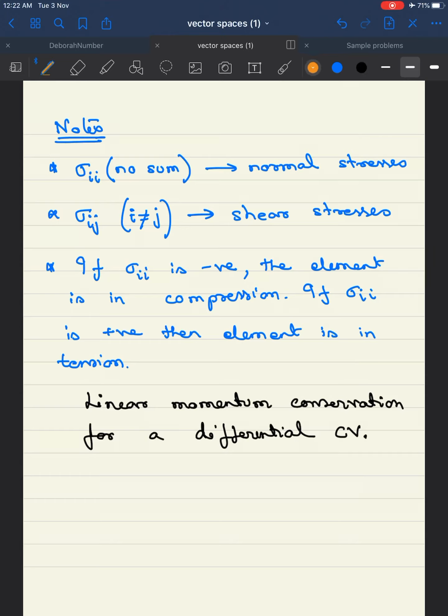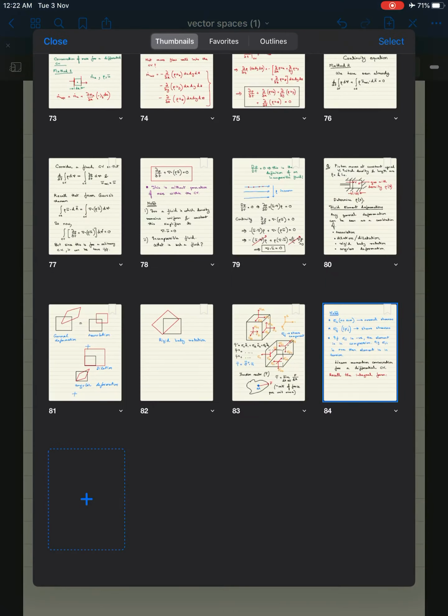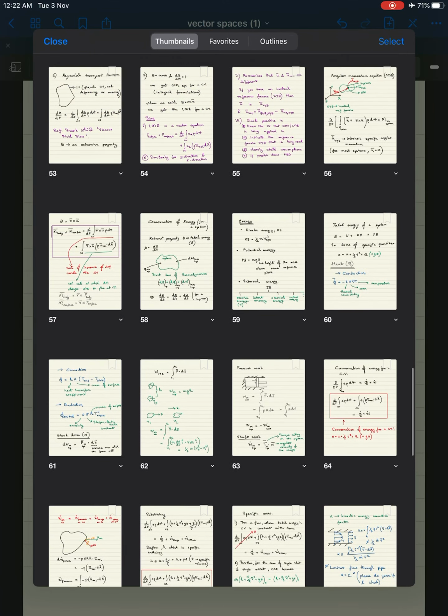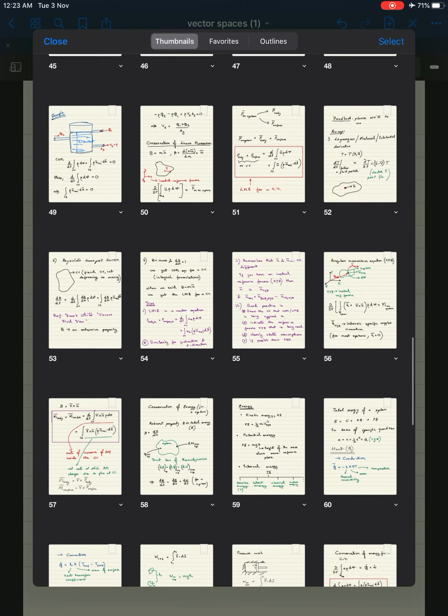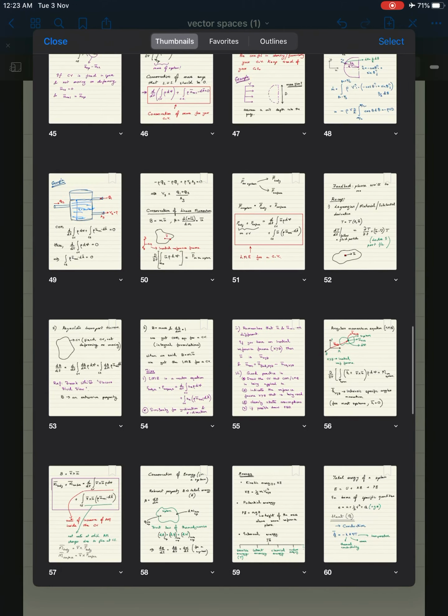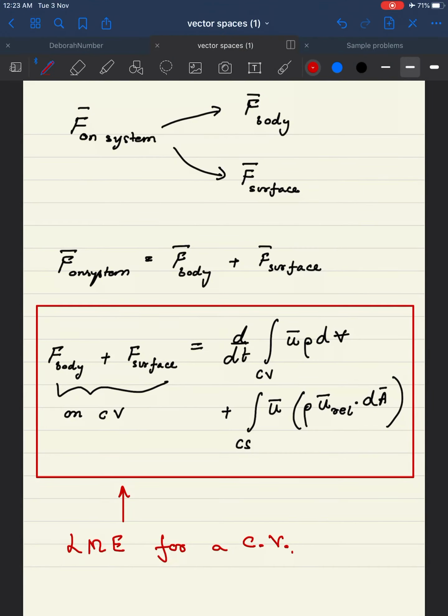So we will recall the integral form. If you want to recall the integral form, it should be there somewhere in my notes as well. Let me see if I can quickly find it. If I can't find it, I'll just write it down all over again. But yeah, so this is the equation that we had been working with, right?